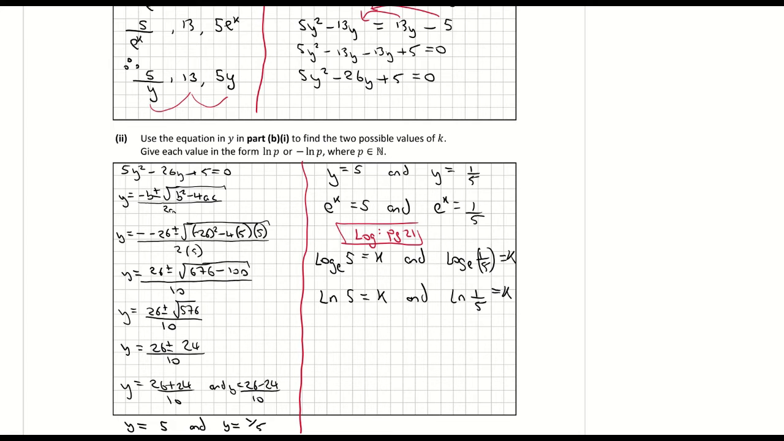So the question here says I have ln p and minus ln p. Well, there's my first value. ln 5 is equal to k. But my second value, if you go to your log tables on page 21 again, middle column down the bottom, it gives log base a of 1 over x is the same as minus log base a of x. So I'm going to use that here now to give me a negative ln 5. So there's my two values for k.